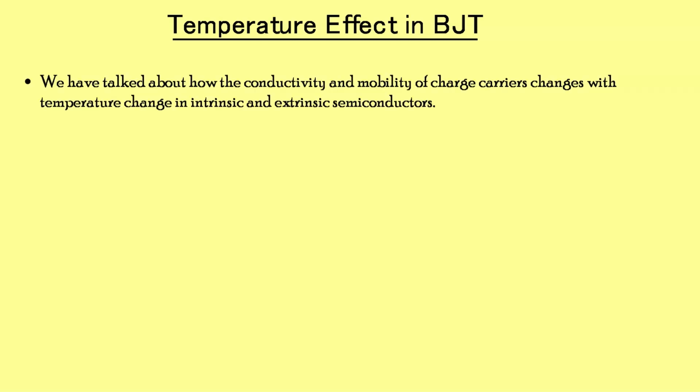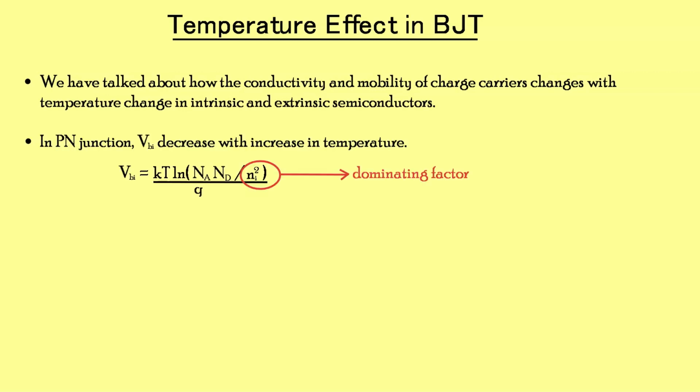Temperature is quite an important parameter which is always considered while designing devices. We have talked about the effect of temperature in intrinsic and extrinsic semiconductors, how conductivity and mobility of charge carriers change with the change in temperature, and also we have drawn graphs as well. Similarly, in a PN junction, the built-in potential decreases with increase in temperature.